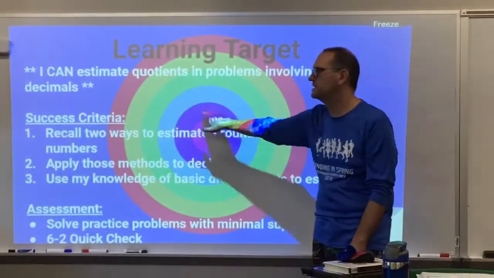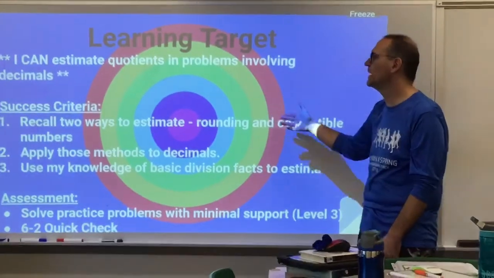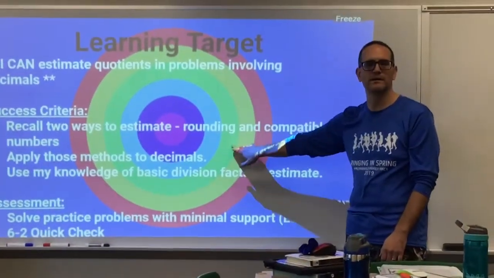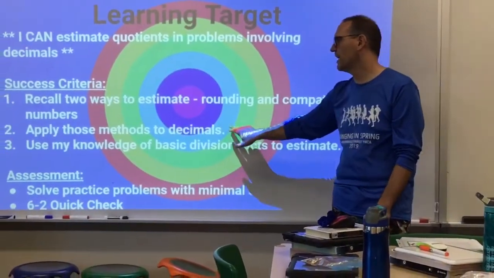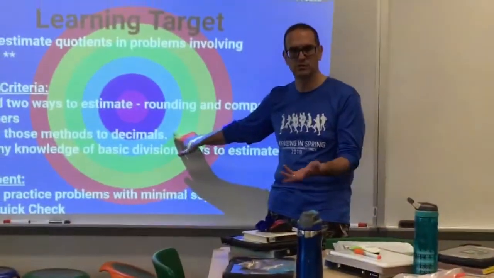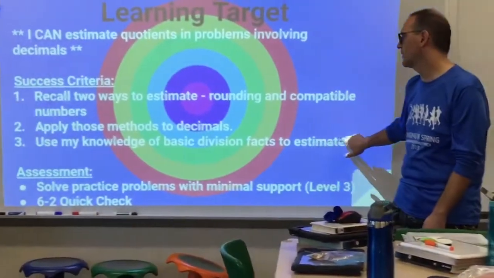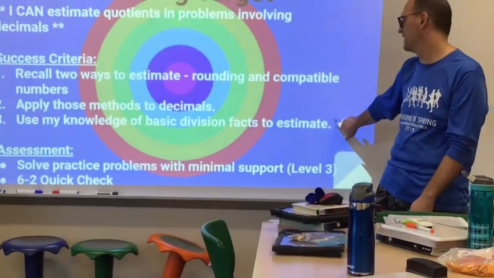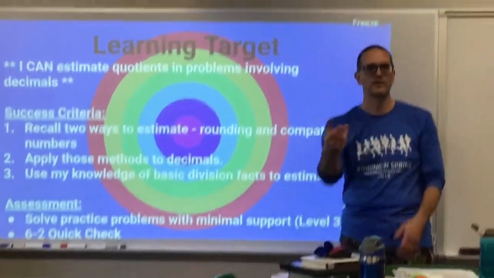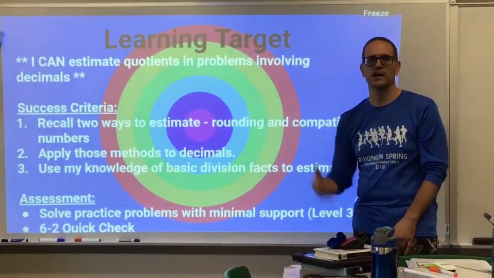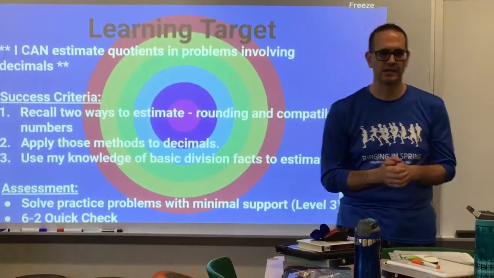Our success criteria for that are to recall the two ways that we can estimate, both by rounding and by using compatible numbers. We're going to apply these methods to working with our decimals, and then we're going to use our knowledge of basic division facts to do our estimation. And your assessment will be how well you do right now, and then the quick check, which you will do a little bit later on in this assignment.